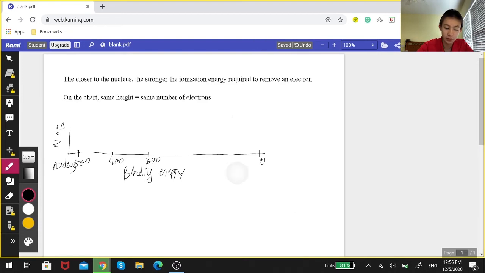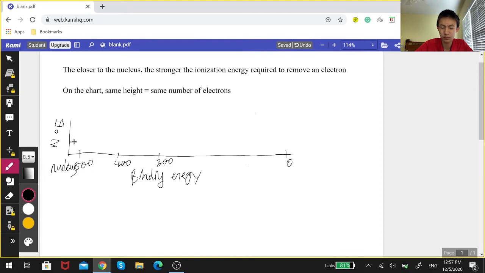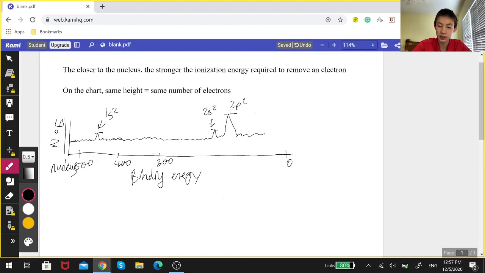So here's what we're given. Alright, so something like this. Now, this is the number of electrons over here. As you can see, these two are supposed to be the same height, and this one is significantly higher. So what does this tell us? This one is going to be 1s2, this is 2s2, and this is 2p6.